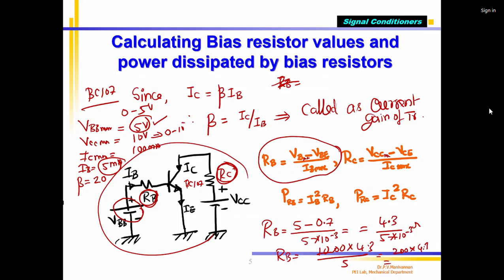Even if we take 4.8, it is around 800, correct? Something like 820 ohms will come. So the RB value can be computed. Okay, this is one thing.